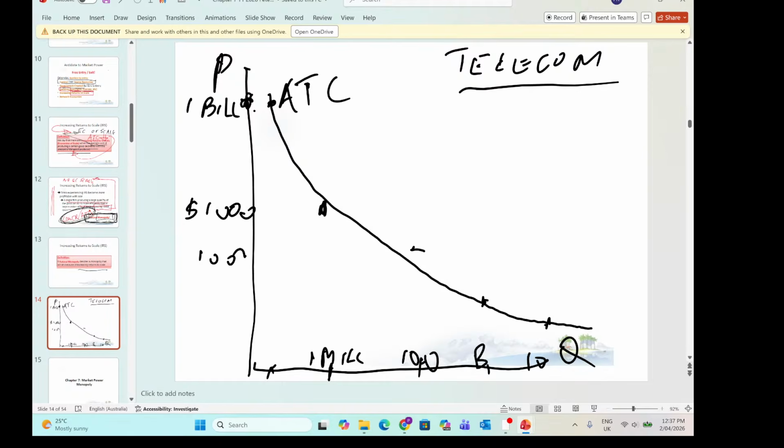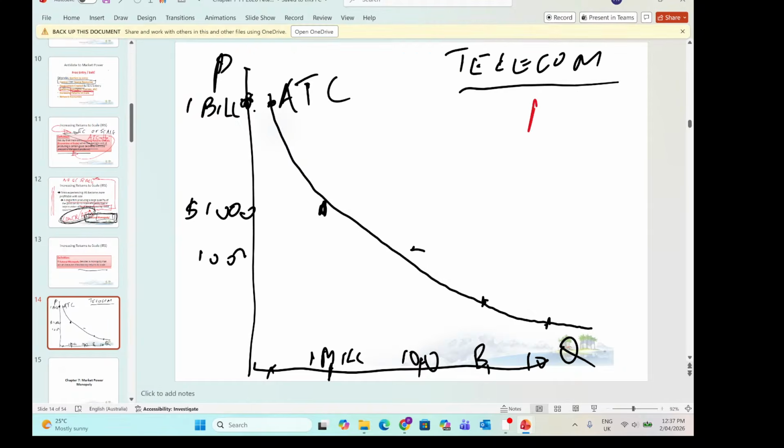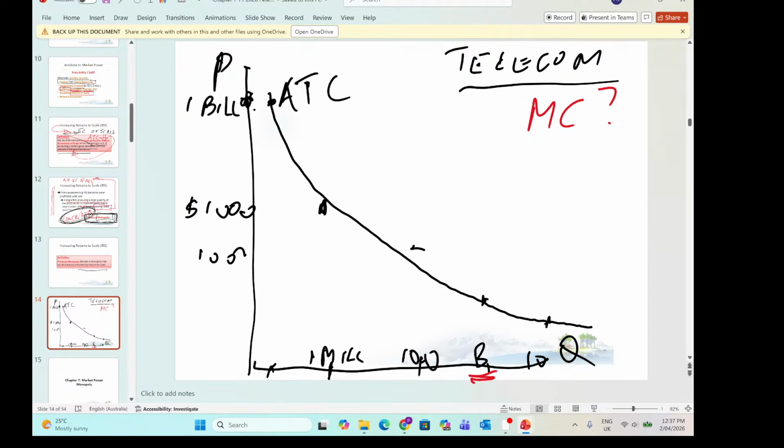And we need another cost curve in here. The other cost curve we're going to put in is the marginal cost curve. Think about the marginal cost curve. Imagine that we have already made 1 billion phone calls, and then you pick up your phone and make a phone call. You are phone call number 1,000,000,001.